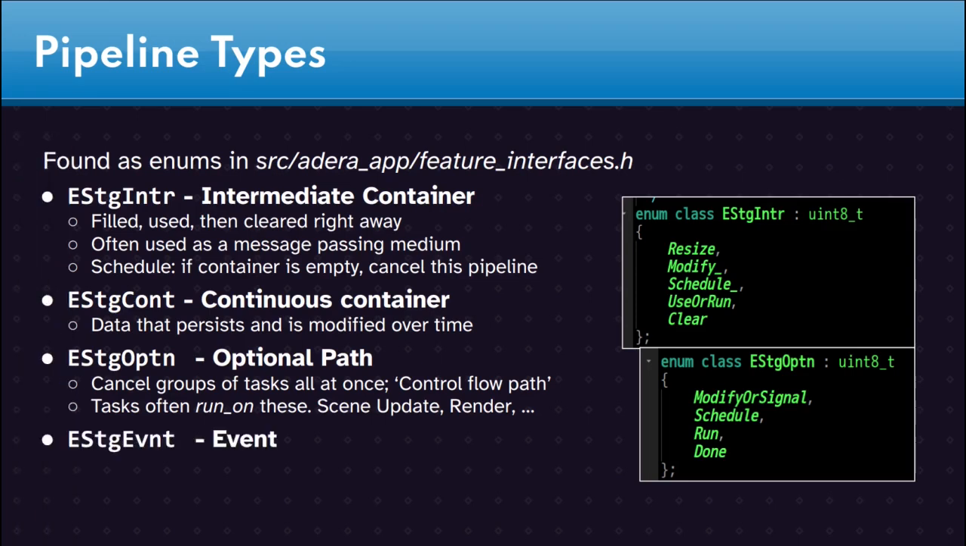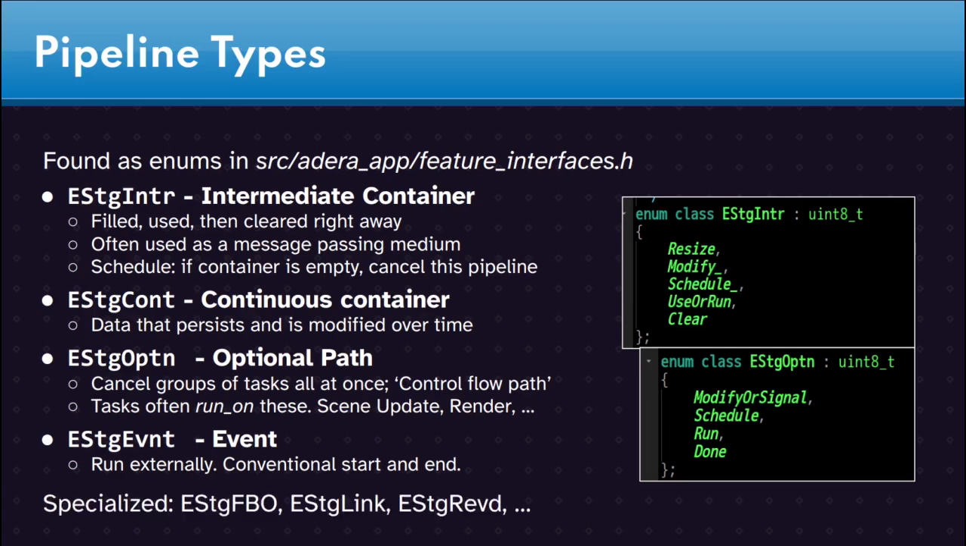There's something called an event as well. It's not really used very often, but this is something that has a conventional start and end. And there are some weird ones like FBO, which is for rendering. ESTG link is like a nested loop that I mentioned earlier, where we'd have to loop multiple times in order to send a signal through multiple components. And also something called reversed, which is just working around a bug.